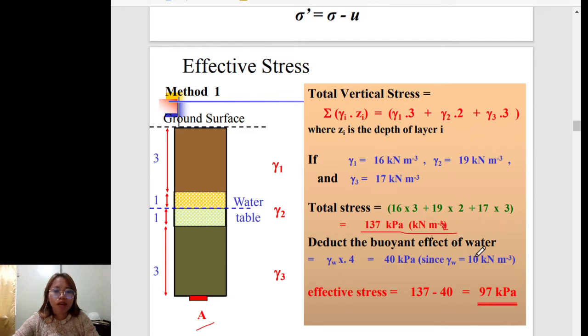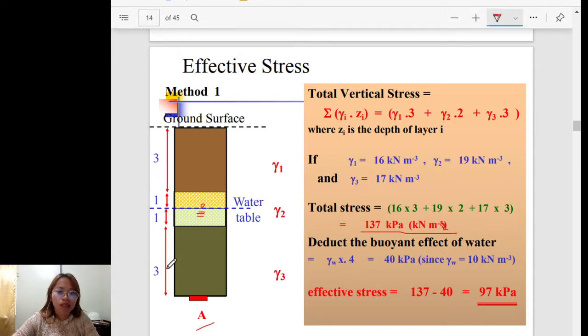Then deduct the buoyant effect of water. This is the pore water pressure. Remember that your water table is somewhere here, so there is pore water pressure at this portion. The effect of water is equal to the unit weight of water times 4 meters, which is 1 plus 3. We are after the effective stress at A. If the unit weight of water is given as 10 kilonewton per cubic meter, times 4 meters, the answer is 40 kPa.